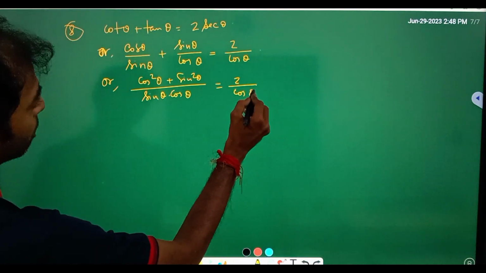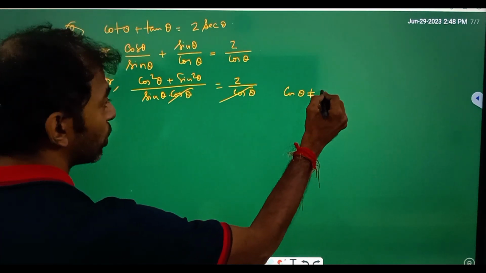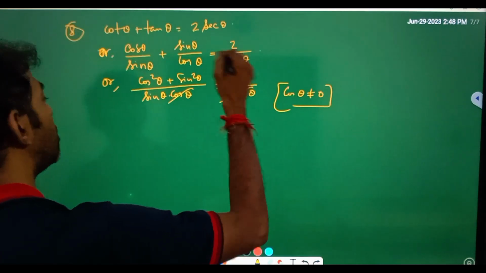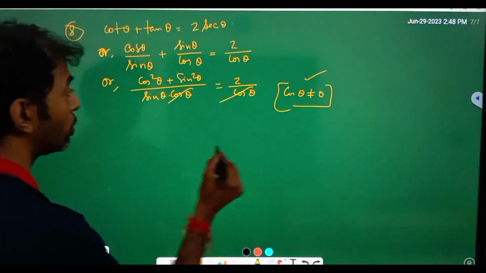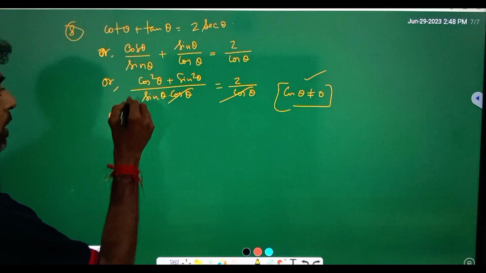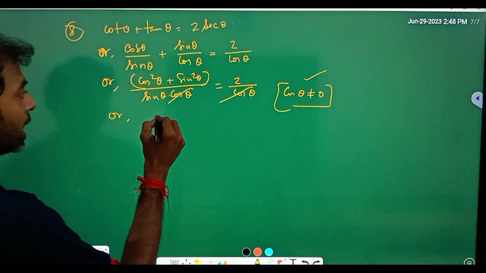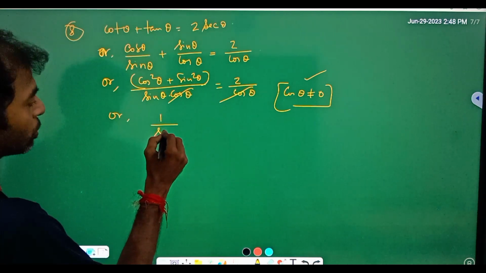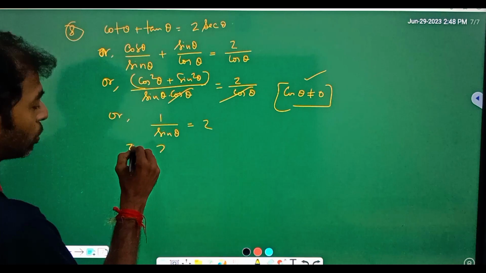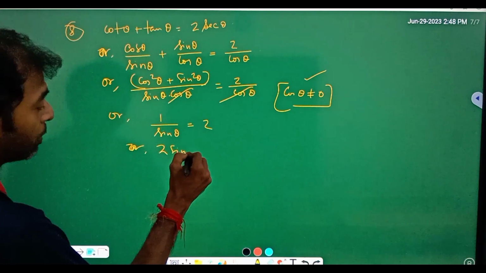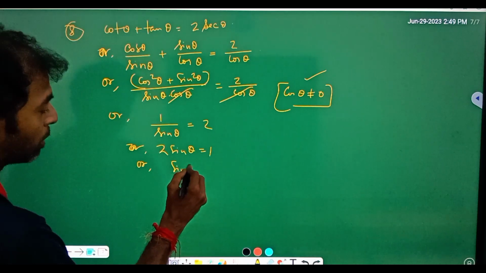So cos theta basically cancels on both sides because cos theta can't be 0 here. If cos theta equals 0, the total system will be undefined. So the reason is cos theta not equal to 0. In this case, since cos square theta plus sin square theta equals 1, we get 1 by sin theta equals 2, and that's why 2 sin theta equals 1. If 2 sin theta equals 1, the result will be sin theta equals 1 by 2.